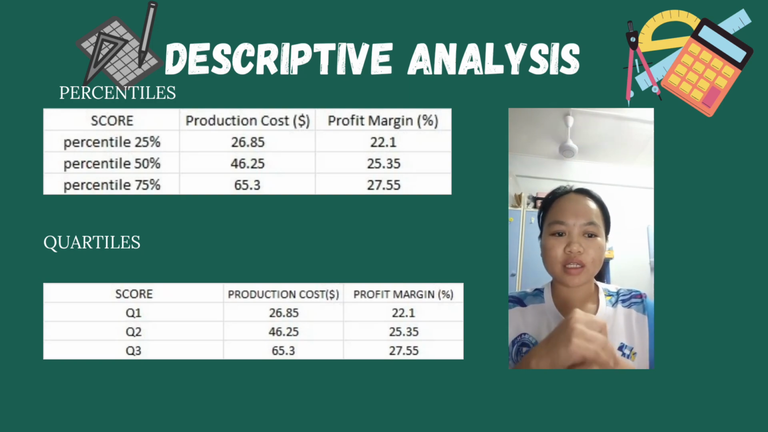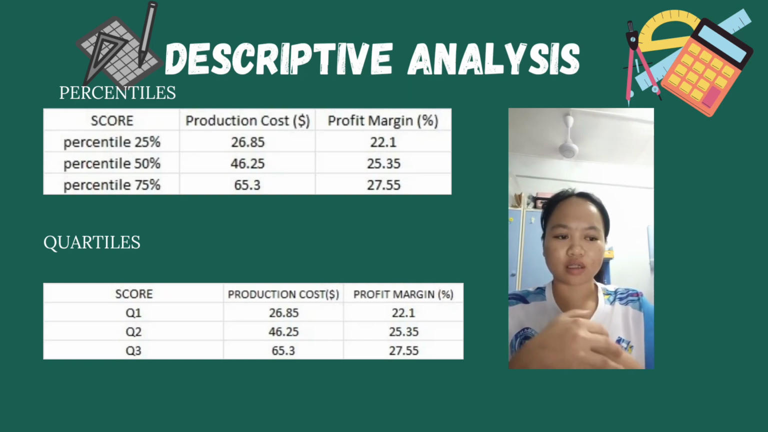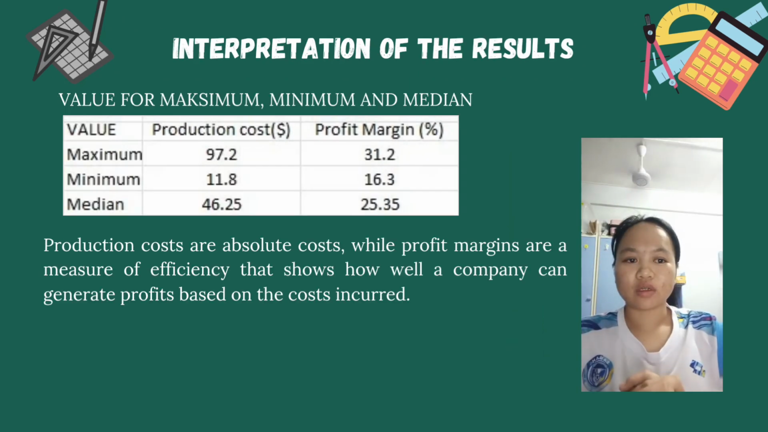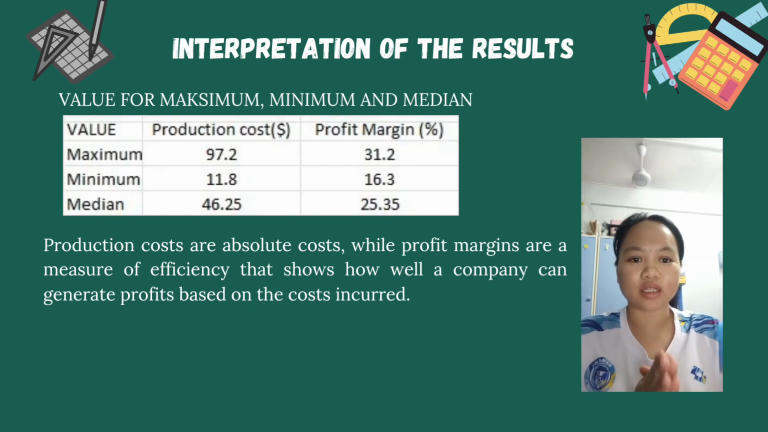For the quartile calculation, I have also used Excel for the calculation of quartile 1, quartile 2, and quartile 3 for both indicators. Once we get the quartile value, quartile 2 is equal to the median. As for the result interpretation, based on my analysis of quartile and percentile, it provides an overview of the distribution of the data and the relative position of the value in the dataset.